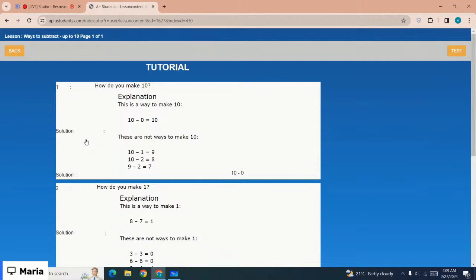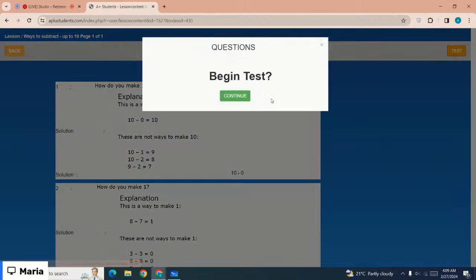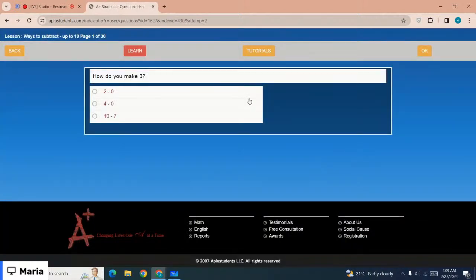Okay, let's just start with the test questions. How do you make 3? You are given three options, right? You have to solve them and check them on your own. You have to select the one that makes 3, right?